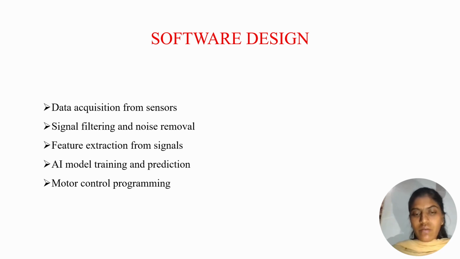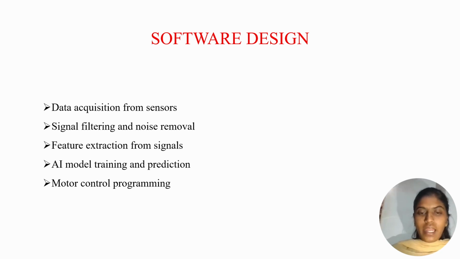Then feature extraction from the signal. What types of signals do the sensors get? Those signals go through feature extraction, extracting stage by stage. Through the extraction, we know what type of activity, the limb activities, is being done.